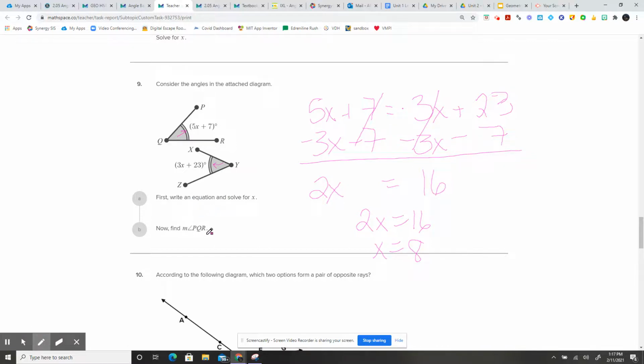But then there's a second part. What's PQR? So angle PQR is over here. I've got to insert my 8 right here. So that becomes 5 times 8 plus 7, or 47. So you've got to make sure that you're answering the right question, right? X equals 8, but the measure of PQR equals 47.